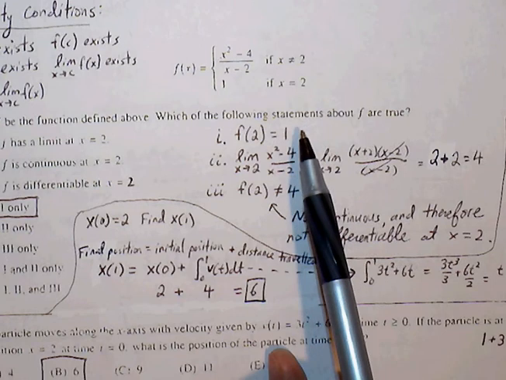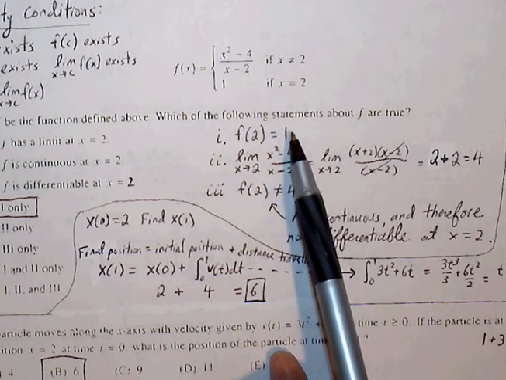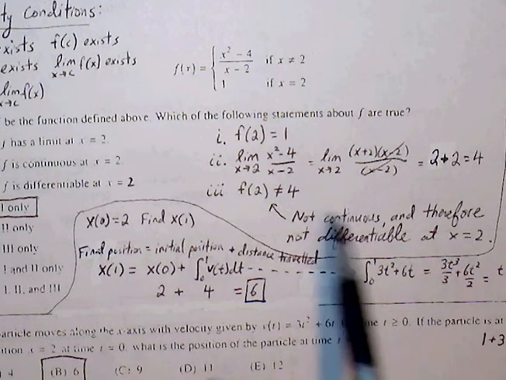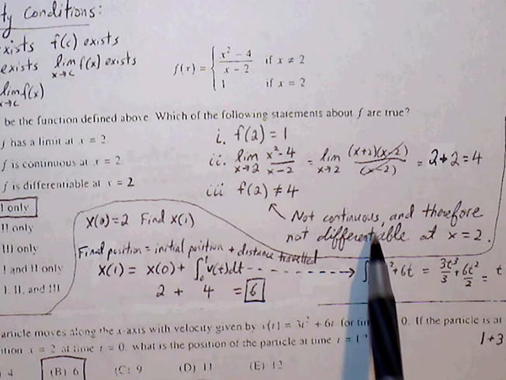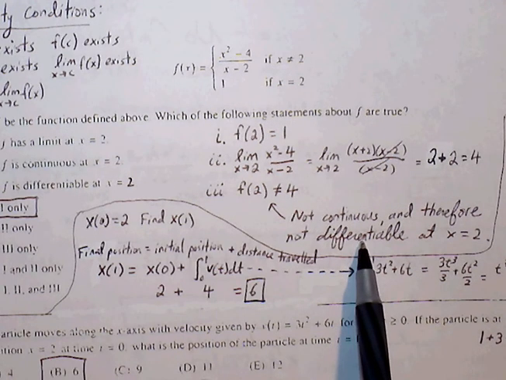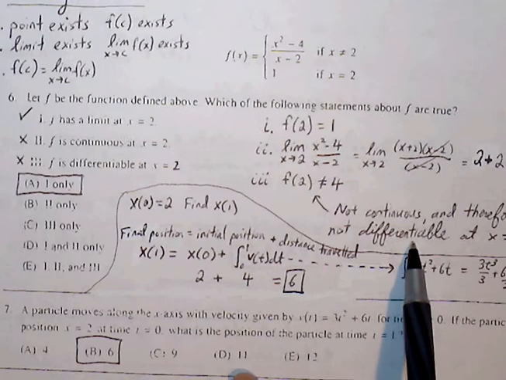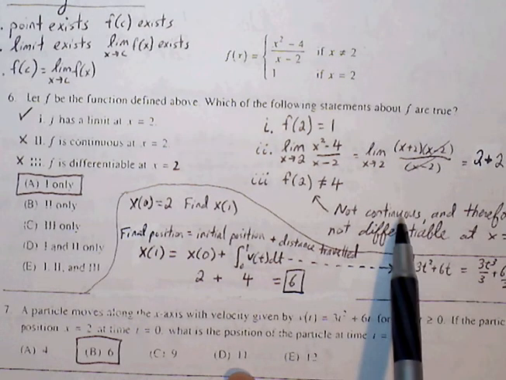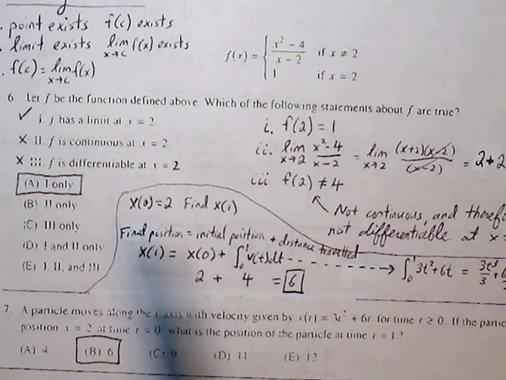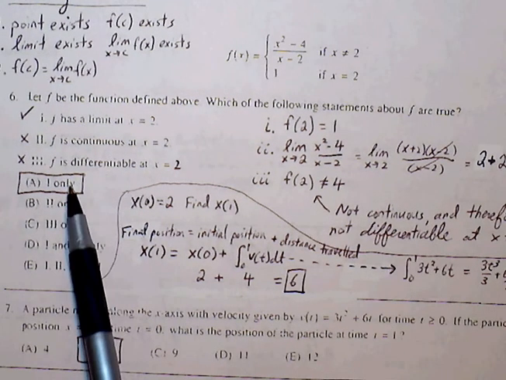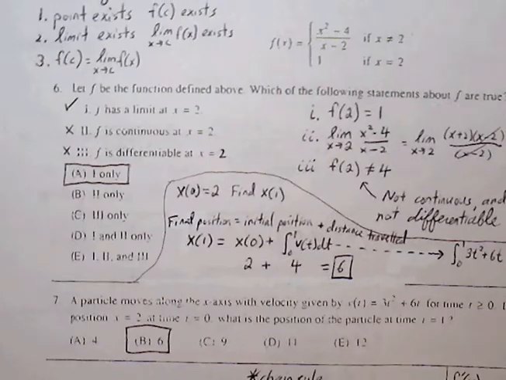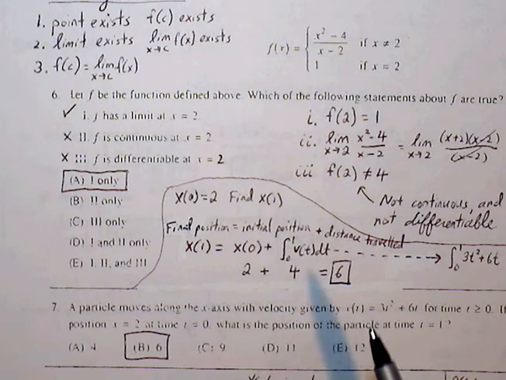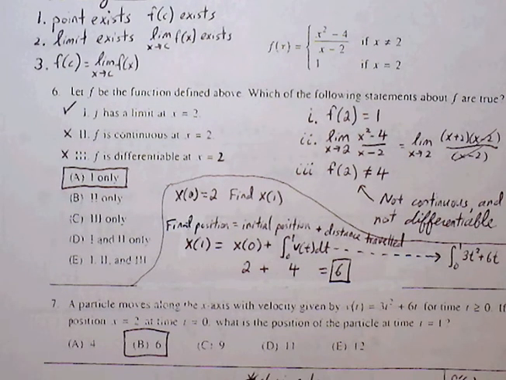So now the limit exists, the ordered pair exists. However, conditions 1 and 2 do not agree. So that means that the graph is not continuous. And if the graph is not continuous, then there's no way that the graph can be differentiable either. In order for it to be a smooth curve, it needs to first pass this condition of continuity. And because continuity fails, we can also say that differentiability will fail. Okay, so therefore the only true statement is 1, that the function has a limit at x equals 2.